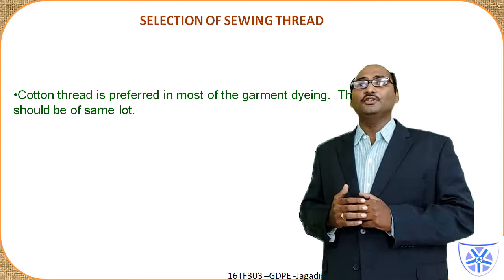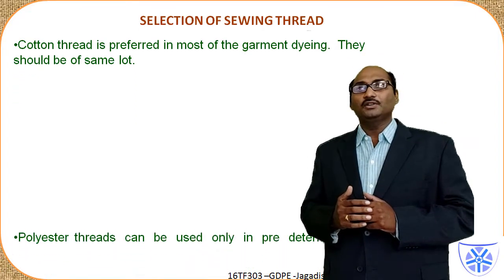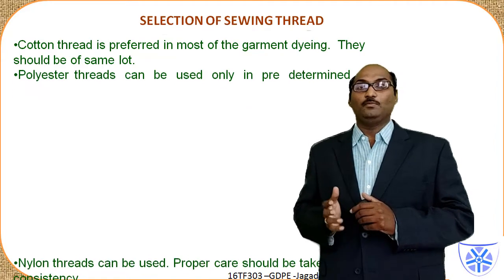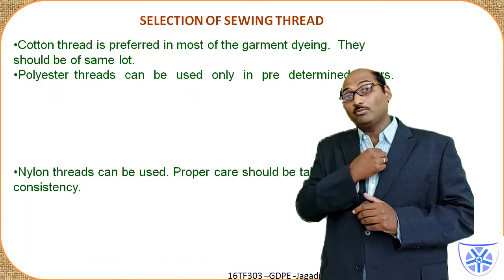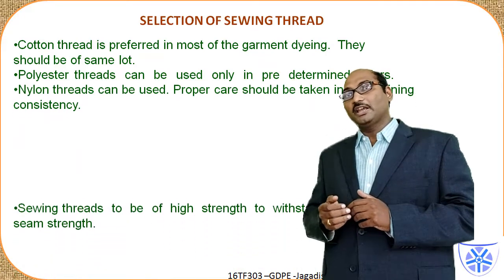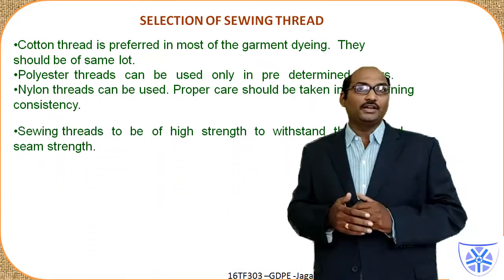Then the selection of sewing thread. Cotton thread is preferred in most garment dyeing. They should be of the same lot. Okay, since the garment is cotton and the sewing thread is cotton, the dyeing will be uniform. Okay. But polyester threads can be used only in predetermined colors.